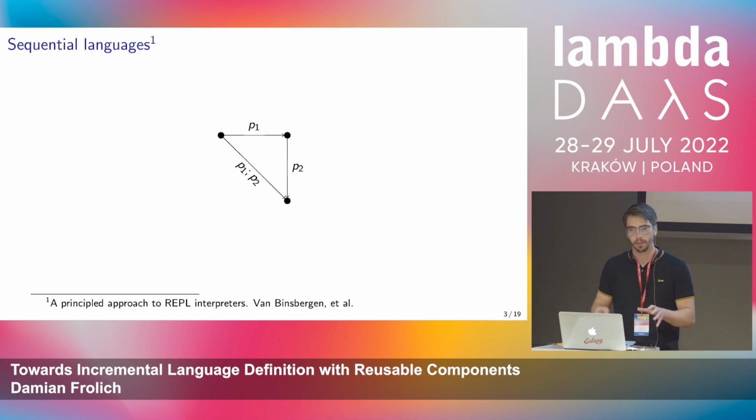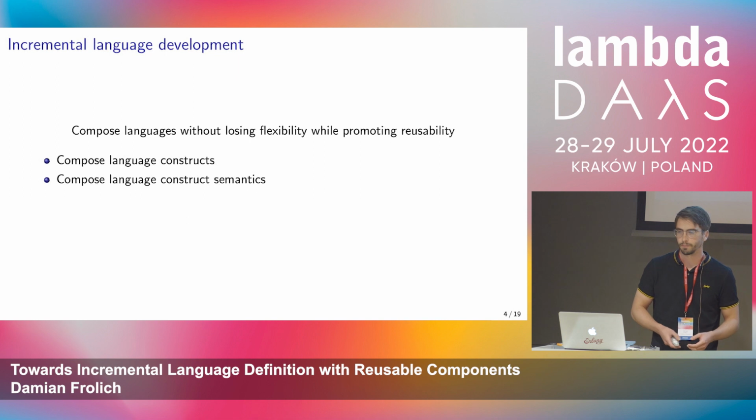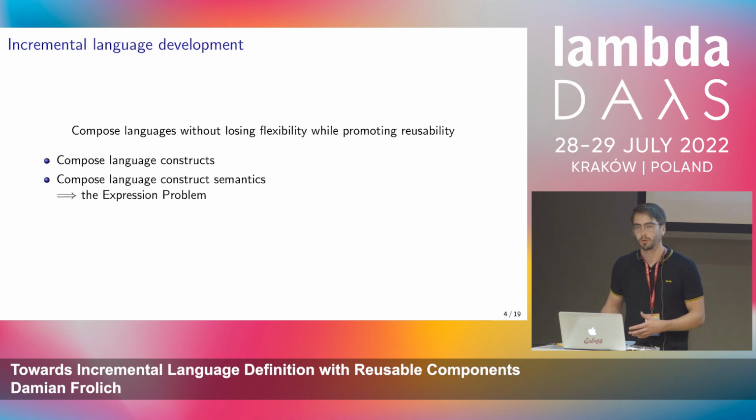So our goal is to compose languages without losing flexibility while promoting reusability. So what do we have to do for that? We want to compose language constructs and the semantics of these language constructs. This is basically a reformulation of the expression problem, and for that we use datatypes a la carte.